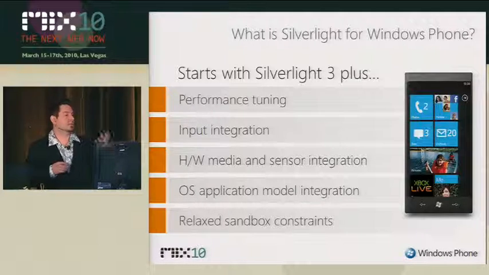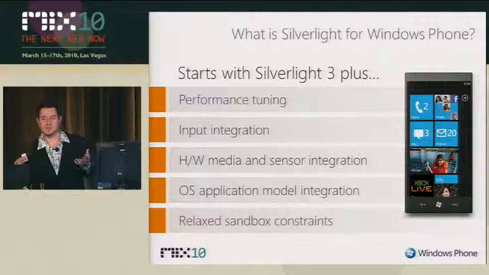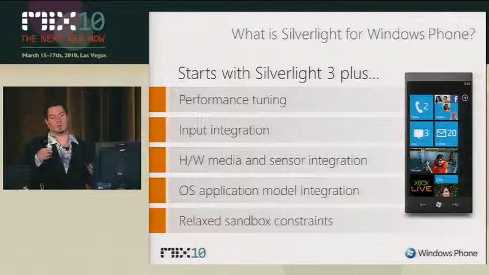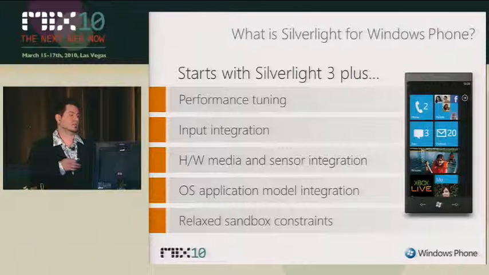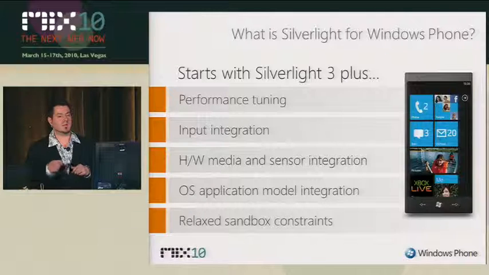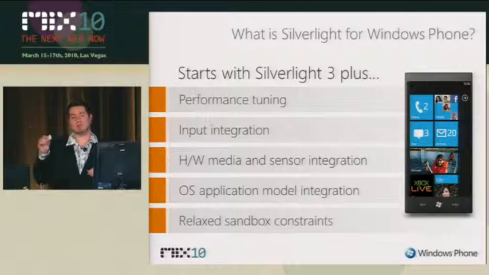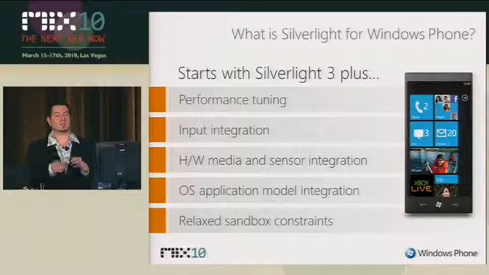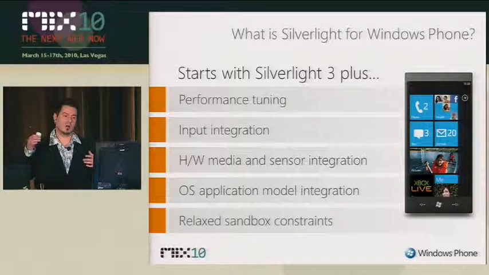You don't want your application to seem like it's not part of an experience. You're like, oh, well, I don't really want to use that app. It doesn't fit into the flow. Silverlight applications out of the box will flow into the entire OS on the phone. And then relaxed sandbox constraints. That's pretty much just saying every platform has different security concerns. On the phone, they're slightly different. We could relax a few constraints that you normally see in Silverlight in the browser.